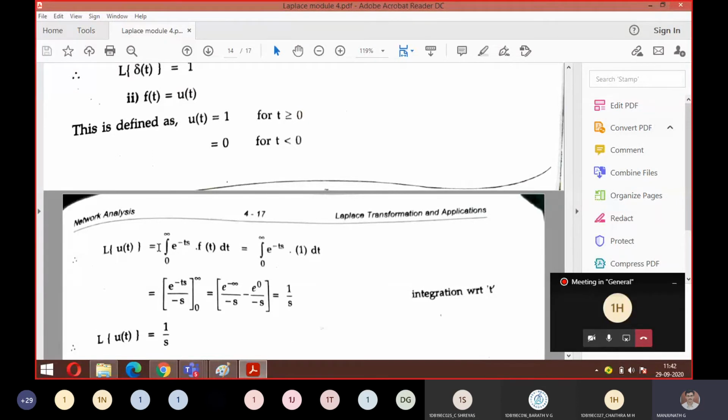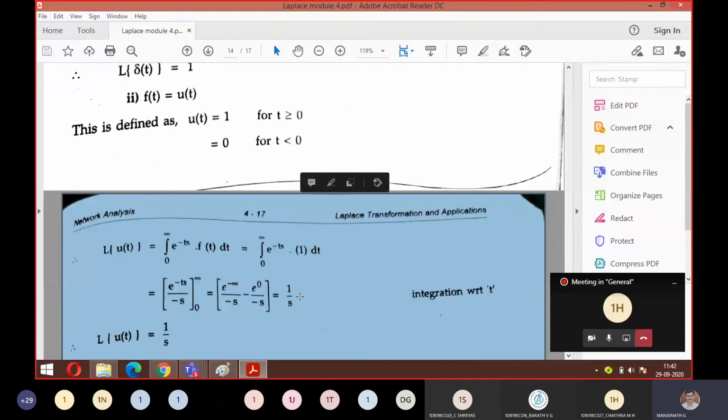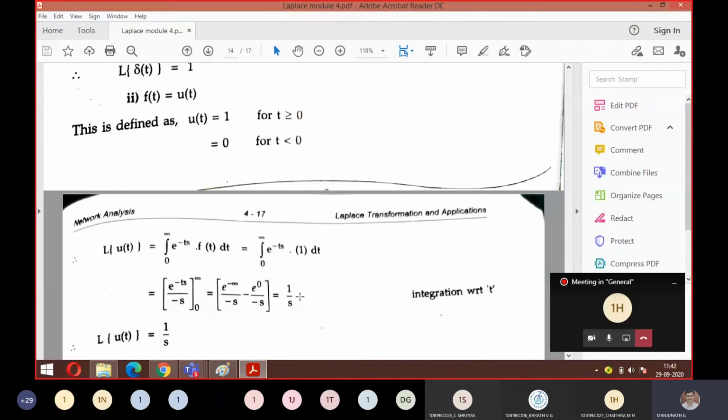So what is your Laplace formula that has been written here? And what is your f of t now? f of t is nothing but u of t, both are the same. So wherever you find f of t, you can put 1, and the limit is 0 to infinity. Just apply the limit now. Integration gives e power minus st by minus s. If you apply upper limit minus lower limit, just check, is the answer 1 by s? Am I clear?